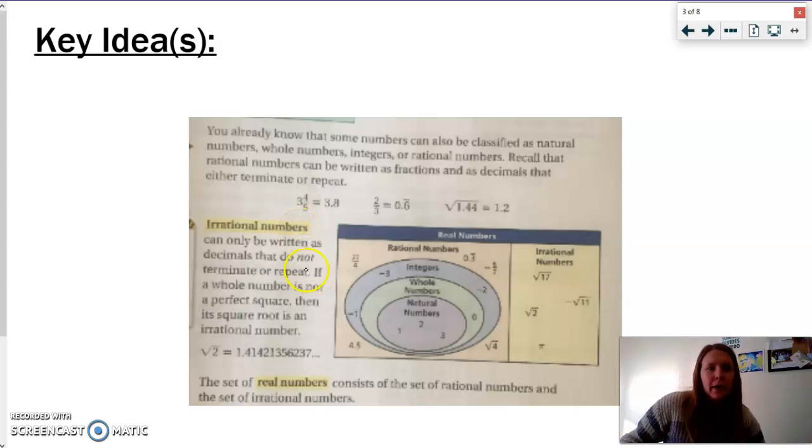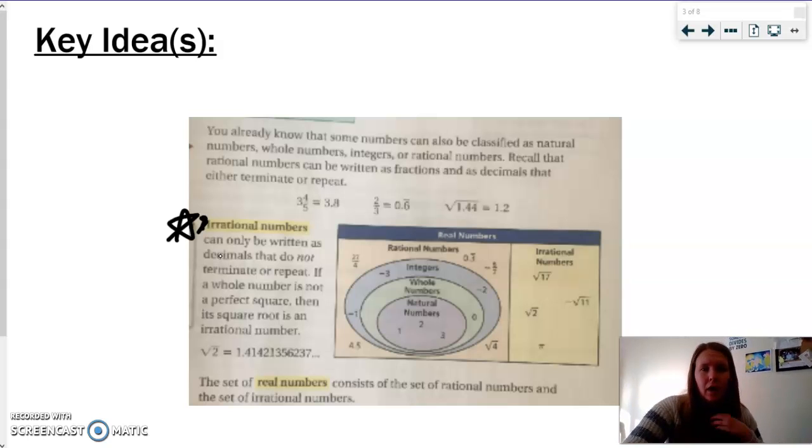Here is, though, irrational numbers. We haven't really talked about these, so I would suggest this might be a good thing to write down, or write down a few examples of them. You don't necessarily have to write word for word, but write a few key ideas. Irrational numbers can only be written as decimals that do not terminate or repeat, meaning they're decimals that never end, or decimals that do not repeat. So they don't have a pattern to them.